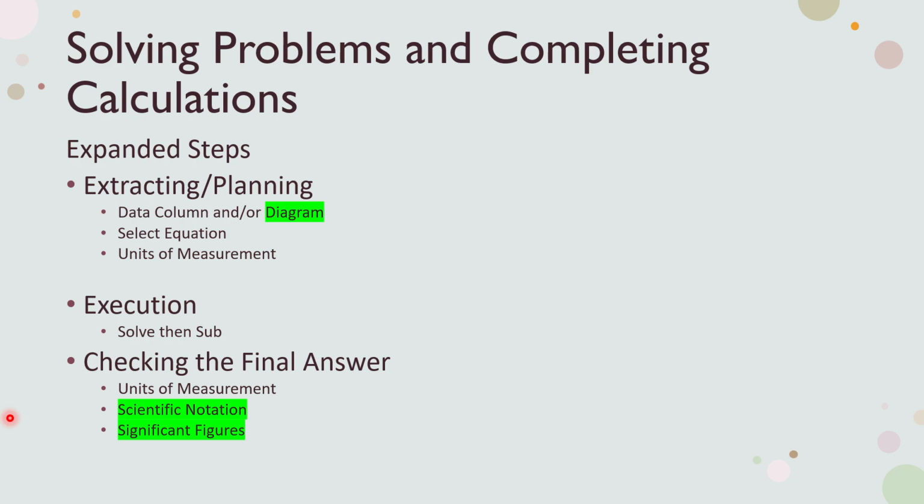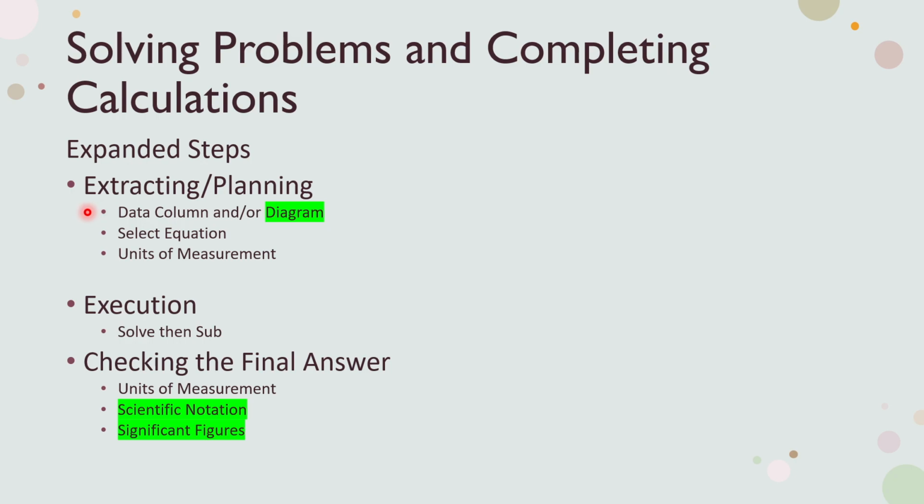Now I'm going to introduce to you an expanded set of steps. So I've split up the process of solving a problem or completing a calculation into extracting and planning, execution, and checking the final answer. So first off, when we're extracting and planning, we're looking at the question, we're making sure that we're getting all the information out of the question that we can possibly get. So that way we can begin to plan our approach to the solution for the problem and ensure that we can get the right answer at the end.